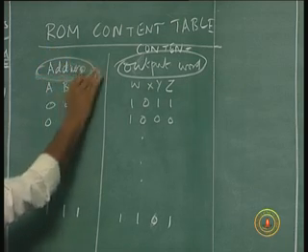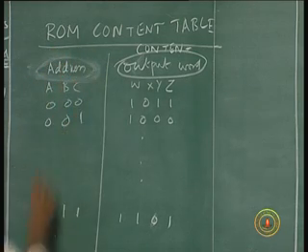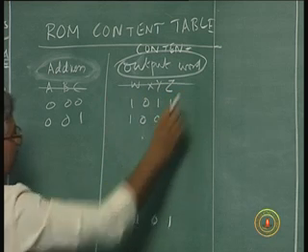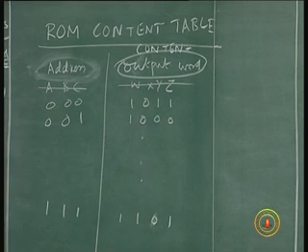So, address and the corresponding content. ABC has no meaning here, it is only for your mapping. Address has ABC, output has WXYZ. You do not write in binary, you write in hexadecimal usually.